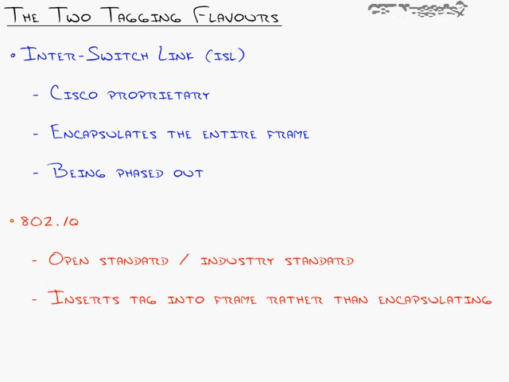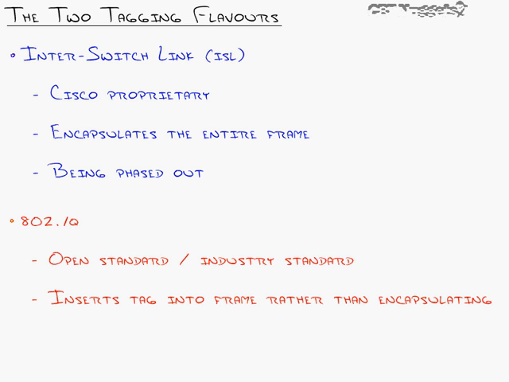So now we know what a trunk is. Let's talk about the two ways that we can set them up. The two tagging flavors, spelled with an OU for my friends out there in Great Britain. First one is ISL. ISL is Cisco's way of tagging a packet, or it's more accurately said, encapsulating a packet before it's sent across the trunk.